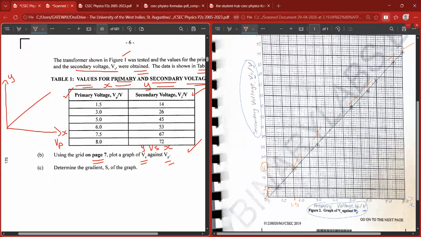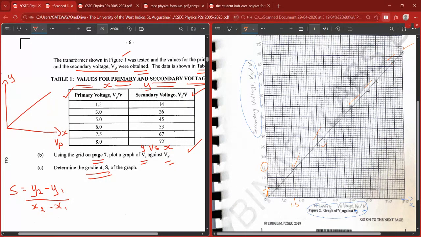In this case, nearly all the points are on the line, right? Well, this point is kind of off here. The next part is they want you to find the gradient, which is S. To get the gradient, you need to state the formula for the gradient of a straight line, which is y2 subtract y1 all over x2 subtract x1.